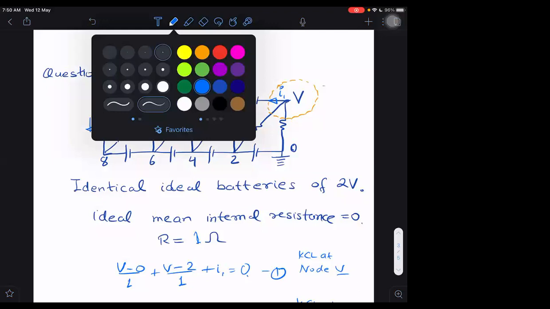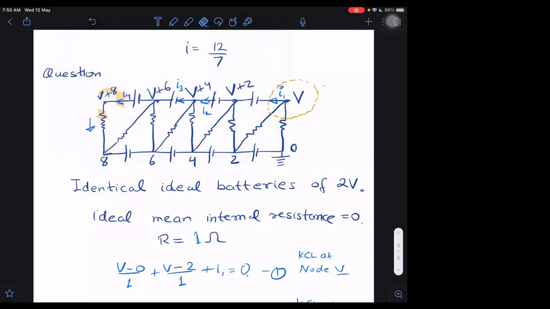Sir, I4 is entering and I4 is leaving now, sir. Yes, I4 is entering and I4 is leaving, but we know what I4 is leaving because we know here the potential drop is V plus 8 minus 8, and the resistance is 1 ohm. So V plus 8 minus 8 divided by 1 ohm is the current in this branch. We know this current in terms of V already.